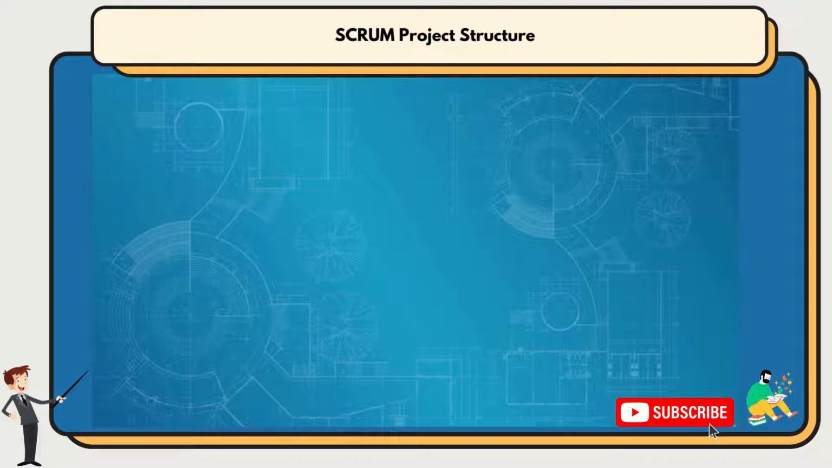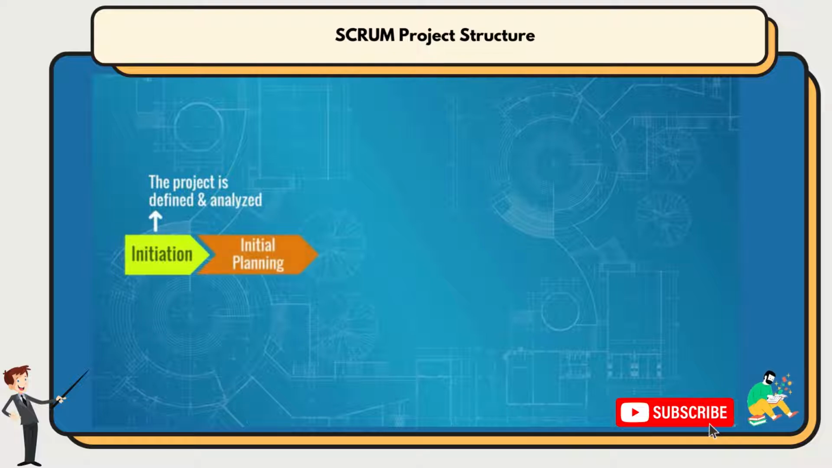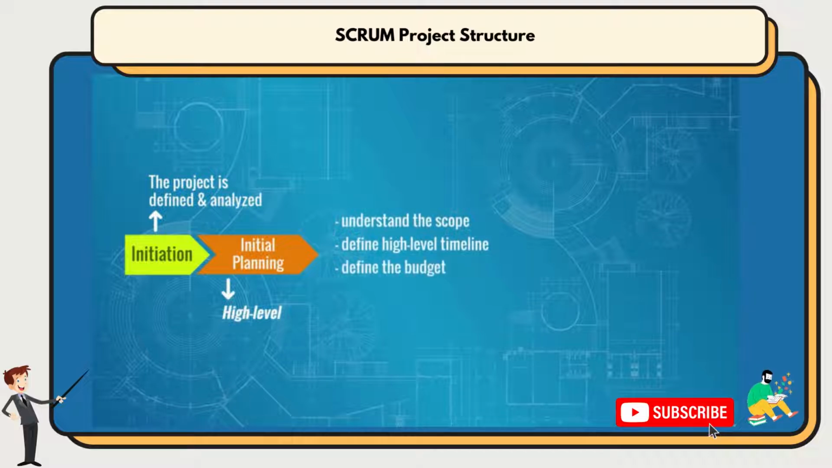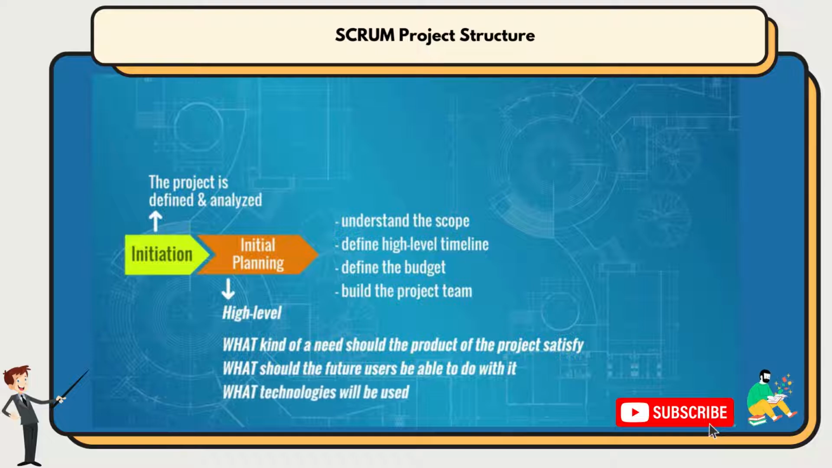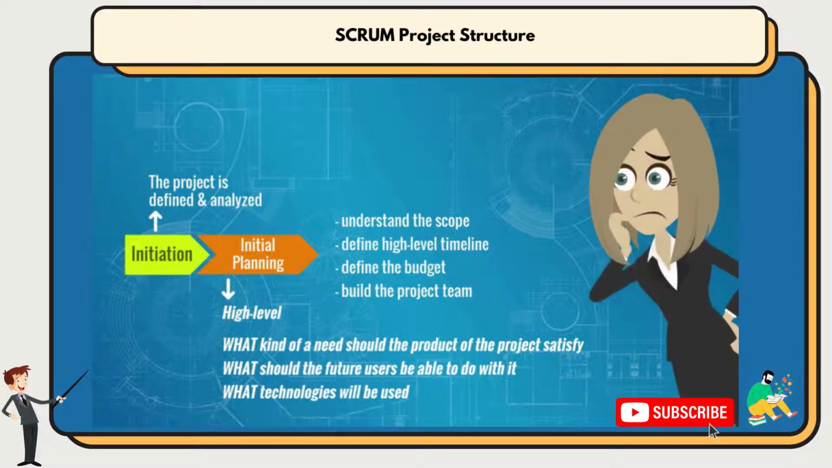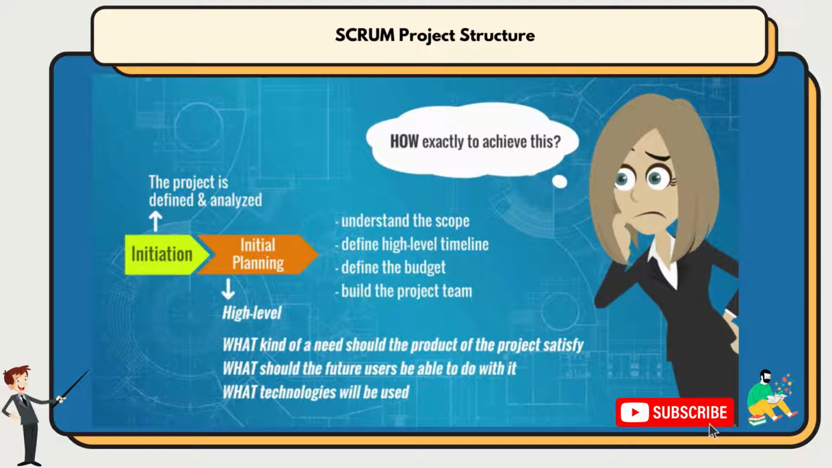The lifecycle starts in the traditional way, with an initiation phase where the project is defined and analyzed. Then, planning occurs, but on a more high level. The team usually performs workshops to understand the scope, define high-level timeline and budget, and build the project team. Here, we need to have a good understanding of what kind of a need the product of the project should satisfy, what future users should be able to do with it, and what technologies will be used. The question of how exactly to achieve this, however, will be answered gradually from when the work starts.